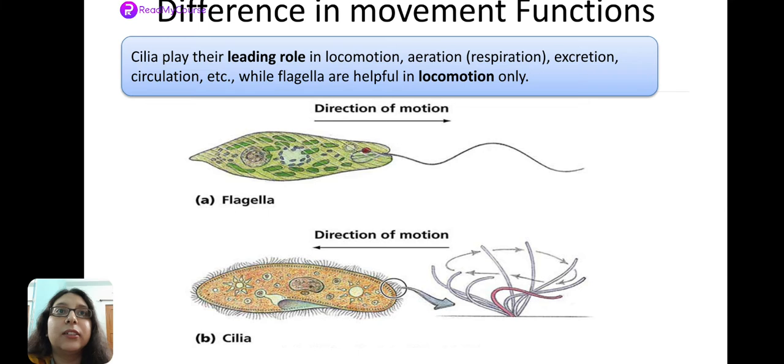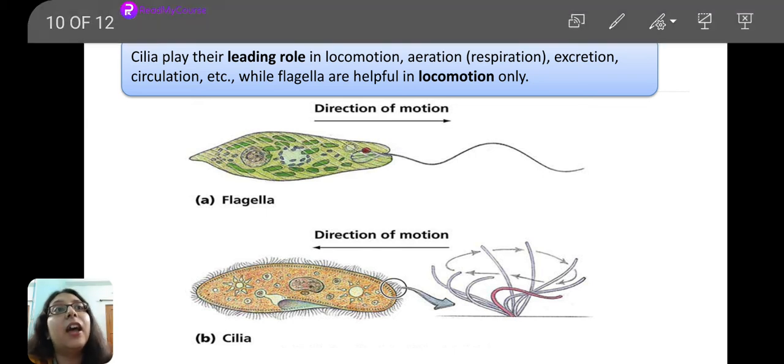Okay. So now the difference in the various movement functions. Though the basic function of both cilia and flagella is the same, that is to help in locomotion, there are some basic differences in their movements. Also, I would like to tell you one thing, that cilia, besides playing an important role in locomotion, also have important roles in other functions.